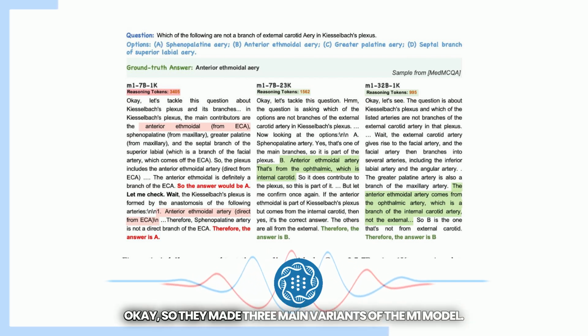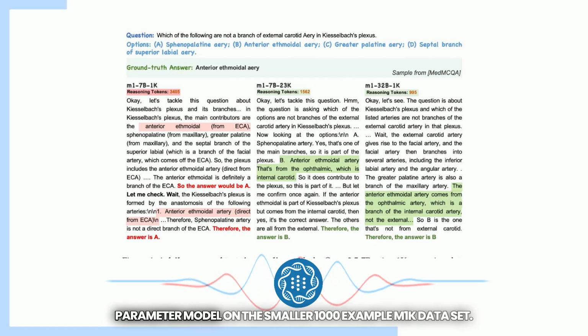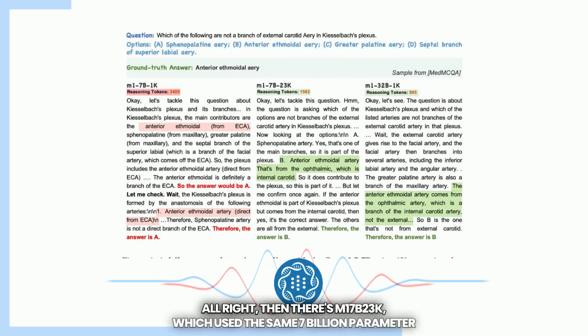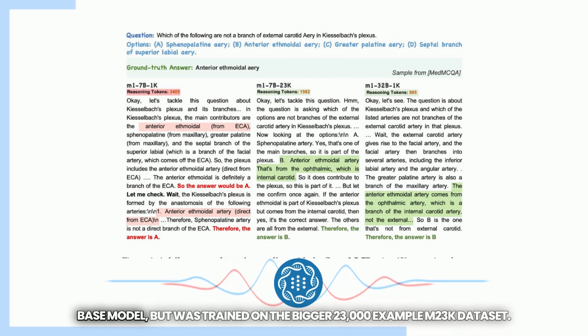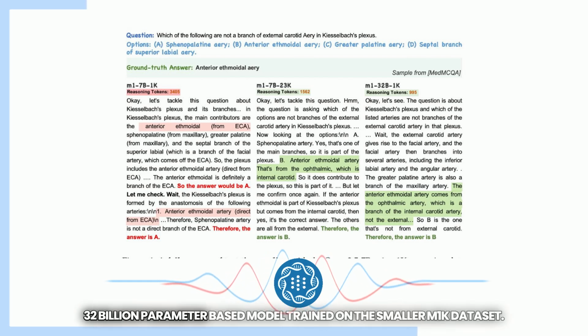Exactly. So they made three main variants of the M1 model. First, you've got M1-7B-1K, which was trained using the 7 billion parameter model on the smaller 1,000 example M1K dataset. Then there's M1-7B-23K, which used the same 7 billion parameter base model, but was trained on the bigger 23,000 example M23K dataset. And lastly, there's M1-32B-1K, which uses the more powerful 32 billion parameter base model trained on the smaller M1K dataset.